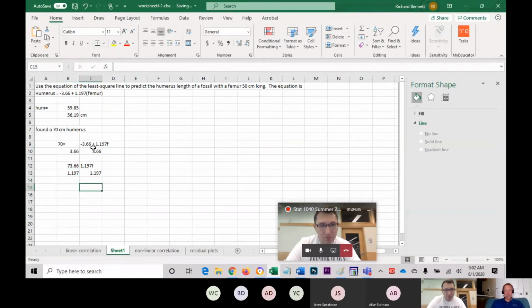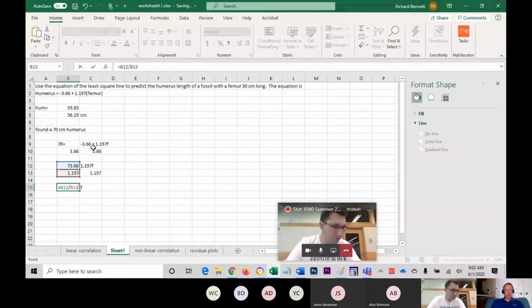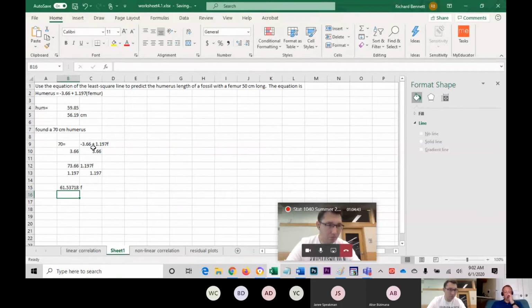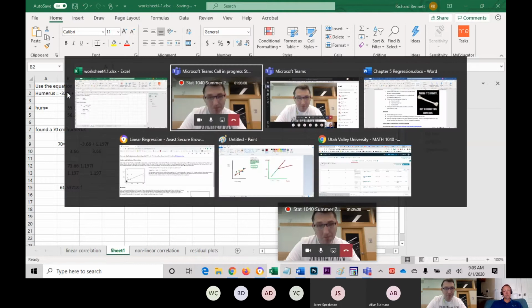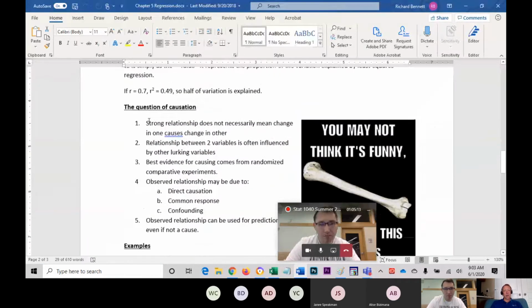So this is a little bit of algebra. F is going to equal 73 divided by 1.197, which works out to be 61.53718 centimeters. Okay. So we can use it both ways, assuming this is a true relationship. Any questions on that so far? Okay. All right.